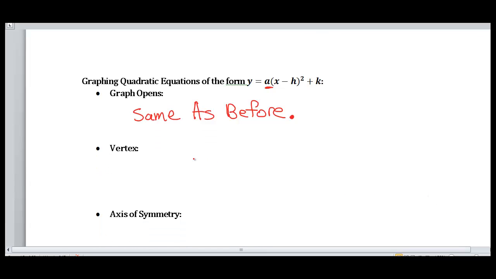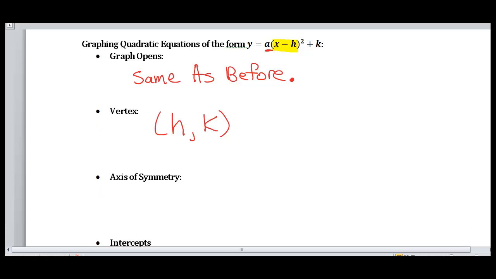The vertex, instead of memorizing that formula negative b over 2a, comma f of negative b over 2a, here it's going to be (h, k). It's this number that I'm subtracting from the x, and then whatever number is outside of our parentheses, either being added or subtracted. One thing you have to note is that it's of the form x minus h, whatever number I'm subtracting from x. So if I'm adding to x, then I have to do the opposite, and it'll be a negative h. We're going to look at an example like that.